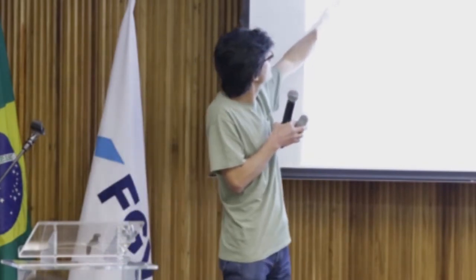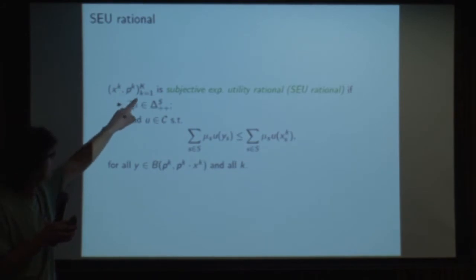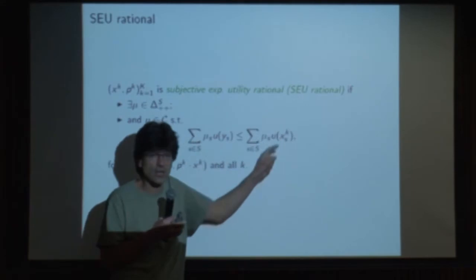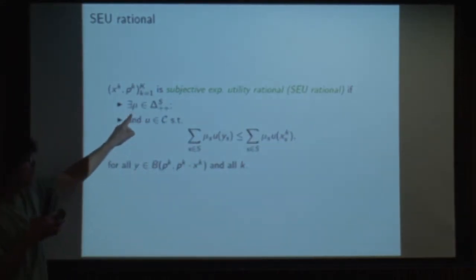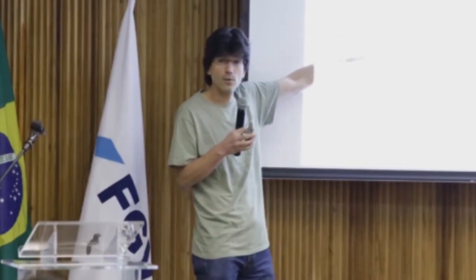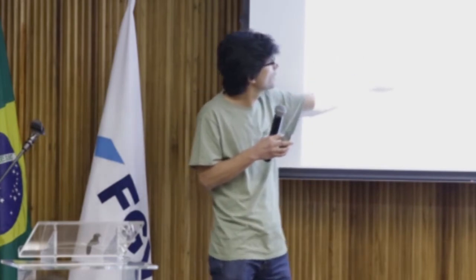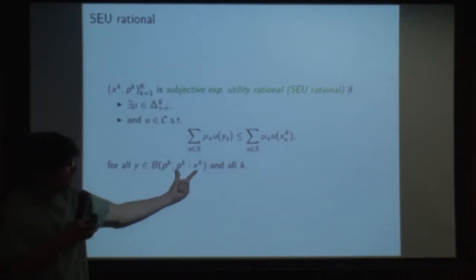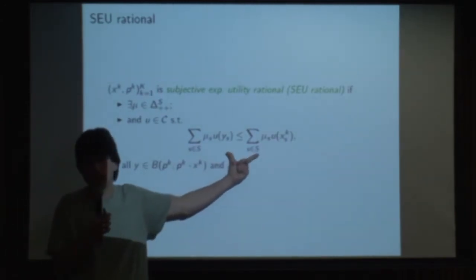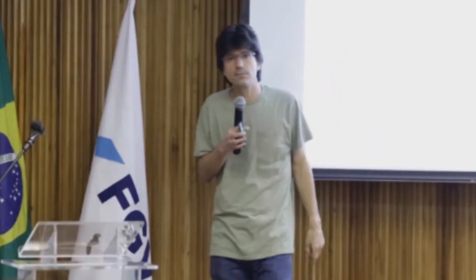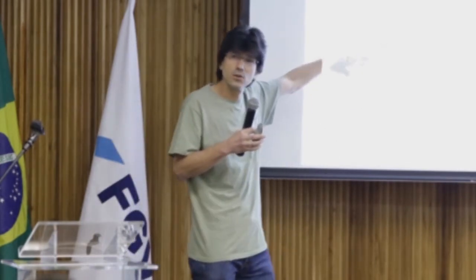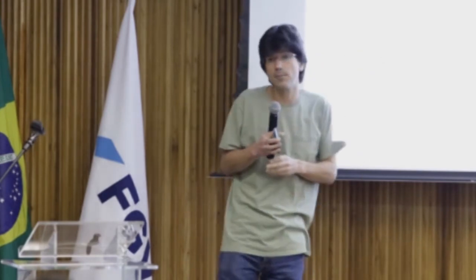So I have a data set of finitely many purchases, consumption bundles subject to price, and I will say it is rationalizable or SEU rational if there exists a prior mu, and if there exists a utility function over money C, such that for everything that's affordable at prices P and the income that I used when I purchased XK doesn't give me more utility. So this is the standard notion of rationalization, but where I have adapted it to the model that I have here, the model of expected utility.